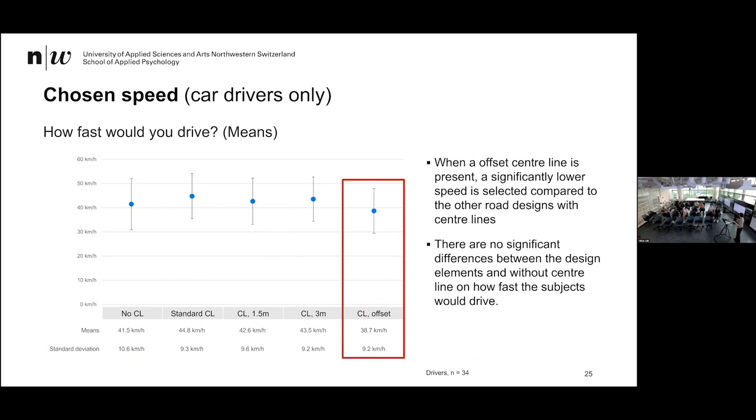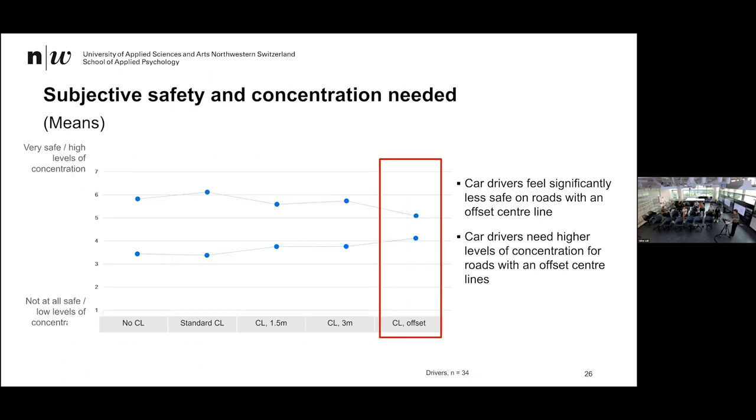We asked people how fast they would drive, a similar question to the one you just had before, and there is a significantly lower speed chosen for, again, the central line that is offset. So this seems to be a design that leads people to choose slower speeds.